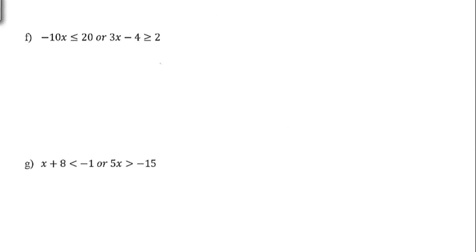Next, we're going to look at some ors, and so this means that this or this can be true in order for it to be in the solution, and so it's the union of, so it's everything that ends up getting shaded in these examples.